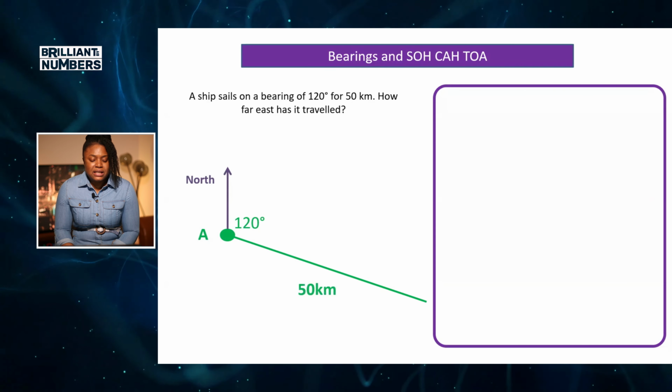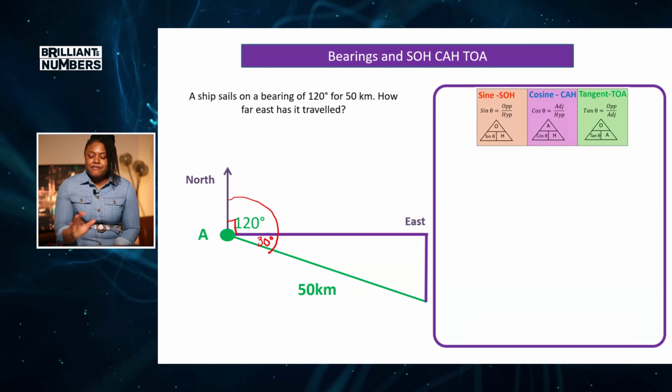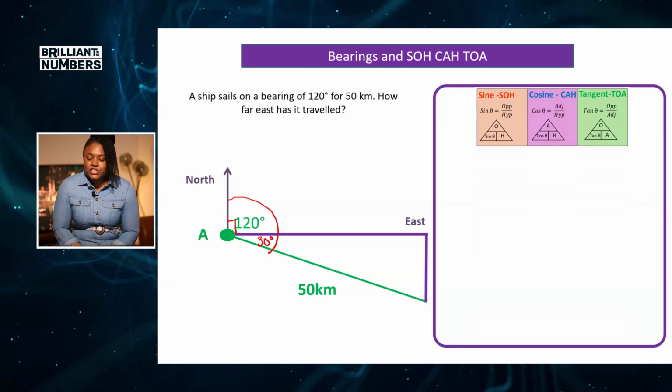Now, if the whole angle from here is 120 degrees and this bit here is a right angle, which is 90 degrees, it tells me then that this angle here has to be 30 degrees, because 90 degrees plus 30 degrees gives me 120 degrees. Now I have the information in my diagram. So I've put the SOHCAHTOA ratios here so that you can help to navigate that.